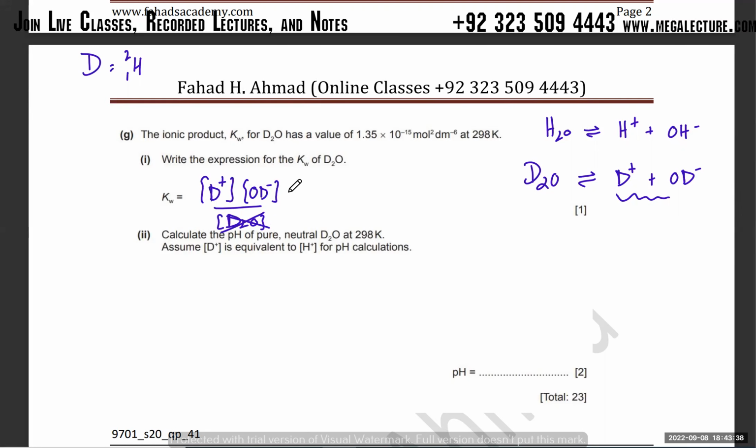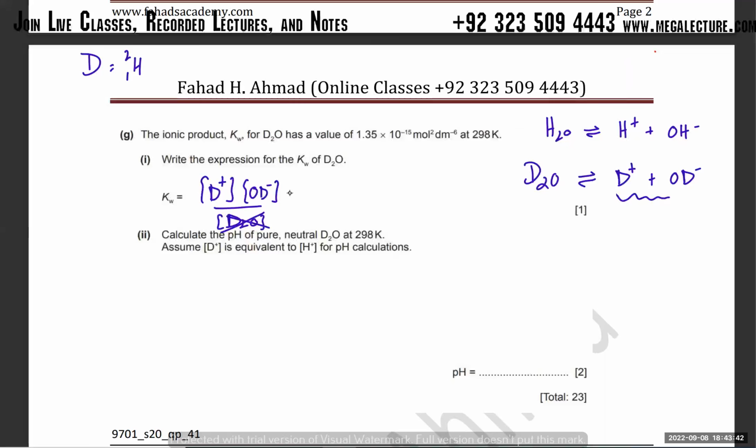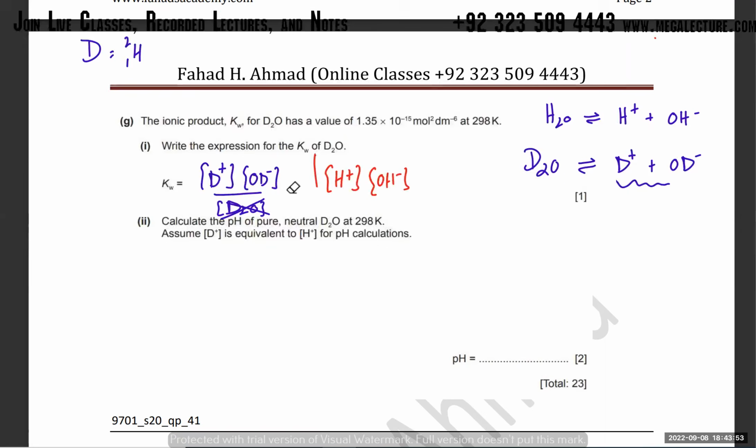Toh hum as it is likhenge ki D plus into OD minus. So yahi hamara expression hoga. Haan, yahi hoga. So water ke case mein it was H+1 into OH-1, right? Water constant, right? So the only thing that has changed is that he's using a different isotope of water. Is this clear? Ye part clear hai saron ko? Yes.